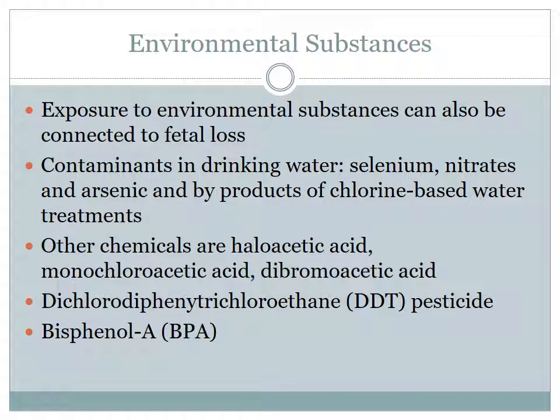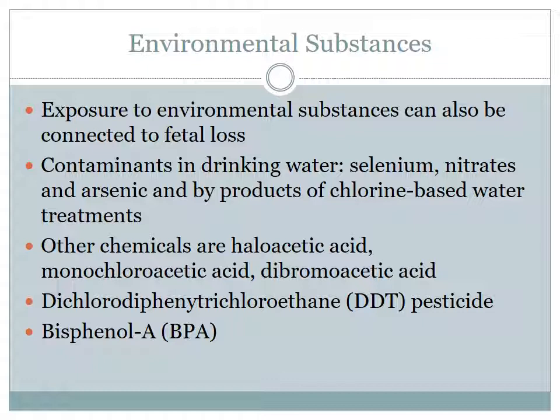Exposure to environmental substances can also be connected to fetal loss. Contaminants in drinking water, such as selenium, nitrates, and arsenic, are associated with pregnancy loss. Drinking water can contain byproducts of chlorine-based treatments. Other chemicals found in drinking water include haloacetic acids, monochloroacetic acid, dichloroacetic acid, monobromoacetic acid, and dibromoacetic acid.